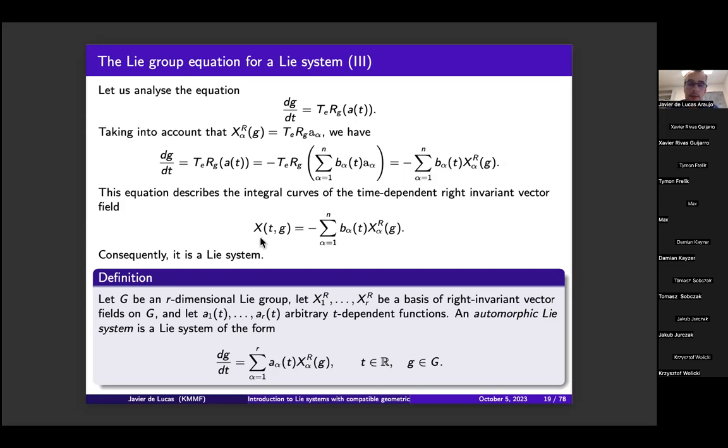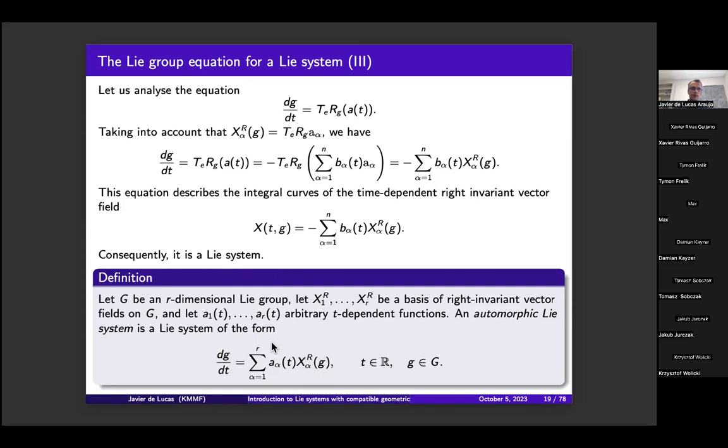And this part is just defined to be a time-dependent, because it depends on time, right invariant vector field, because each of these parts is right invariant. And our system is a Lie system. So what this tells you is that we have related a Lie system with a Lie system on a Lie group. Groups of this type are called automorphic Lie systems. Okay, and they are always Lie systems on Lie groups defined by right invariant vector fields and arbitrary time-dependent coefficients. So we have related so far a Lie system on a manifold with a Lie system on a Lie group of a particular type.